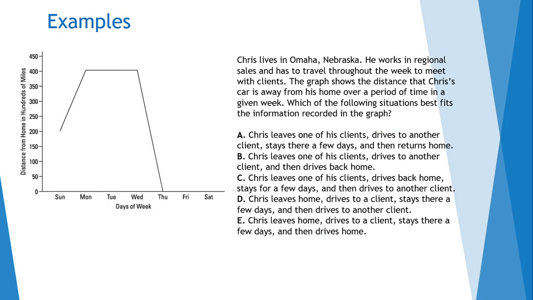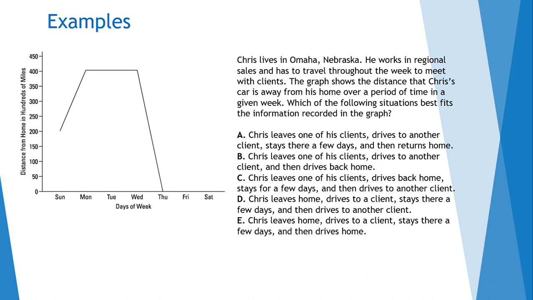Okay, now we're going to move on to some examples, some things that you'll most likely see on the SAT or ACT or any test math section. So Chris lives in Omaha, Nebraska. He works in regional sales and has to travel throughout the week to meet with clients. The graph shows the distance that Chris's car is away from his home over a period of time in a given week. Which of the following situations best fits the information recorded in the graph?